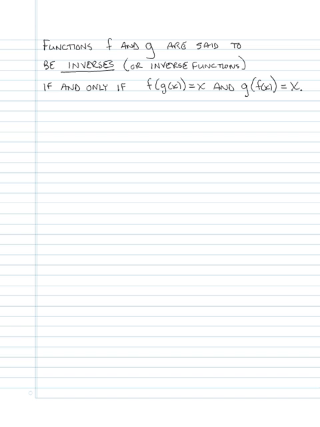Two functions f and g, this is the definition. Two functions f and g are said to be inverses or inverse functions if and only if two conditions are true. f of g of x is equal to x, and also g of f of x is equal to x. So both of those conditions have to be true. And if they are, we say that f and g are inverse functions. So let me tell you, and I'm not going to state what these properties are, but there are 3 or 4 things that are important about inverse functions.